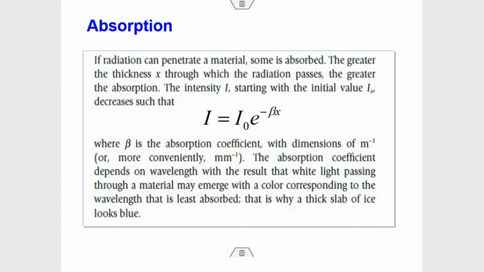Now the question is absorption. That is a very important aspect in optical spectra. Radiation can penetrate any material, then it is absorbed, right. So, the greater the thickness x through which the radiation passes, the greater is the absorption. And experimental understanding indicates that absorption varies like this: I is equal to I0 exponential minus beta x, where beta is the absorption coefficient. The absorption coefficient will depend on the wavelength, and it will also depend on the type of material and thickness, right. So, these are the factors which control it.